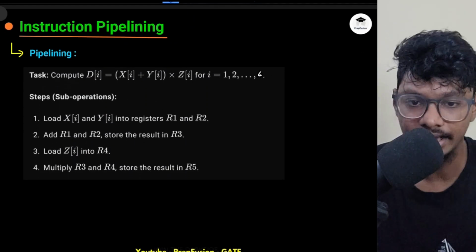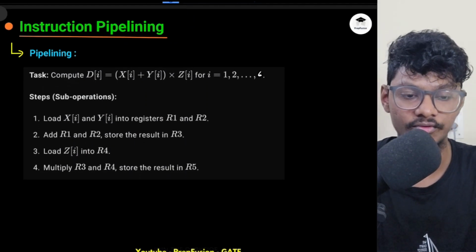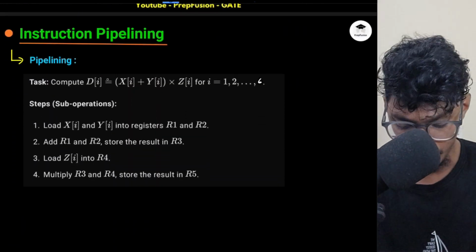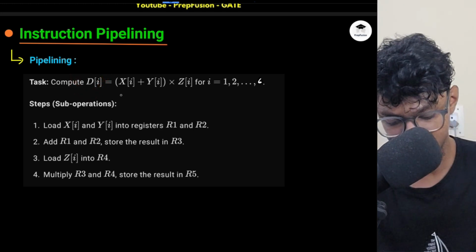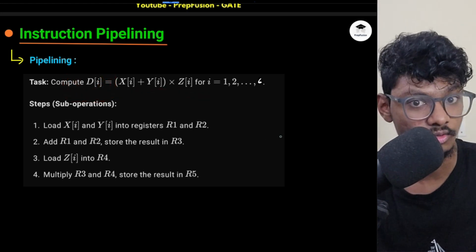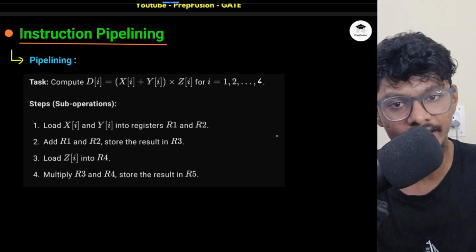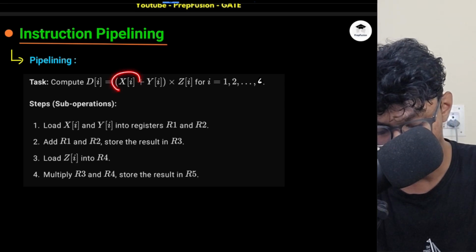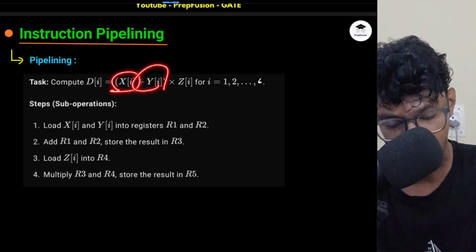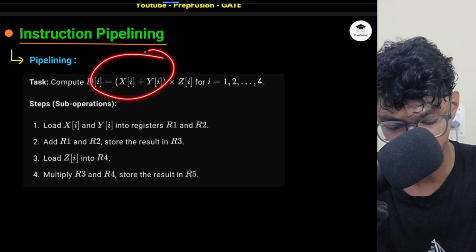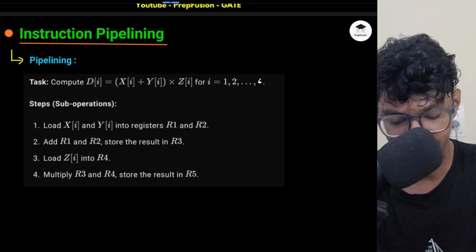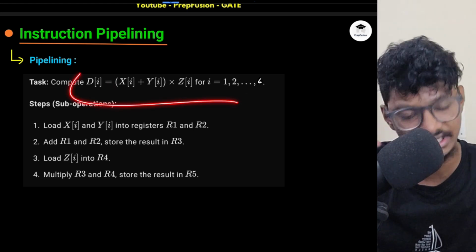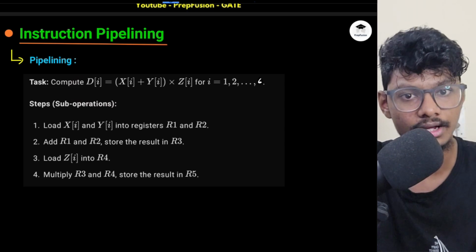So let's take an actual computer example, and with this we'll understand the example better. So we have a task: compute d_i. It is an array. Let's say d is an array, x is an array, y is an array, z is an array. So we are doing a similar type of instruction for i equals 1 to 6. What I am doing is taking the first element of the x array and adding it with the first element of the y array, then multiplying this whole result with the first element of the z array, and then storing it in the first element of the d array, and I am repeating this process. I am just doing the same thing for different data. Data are different, but the instruction is the same.